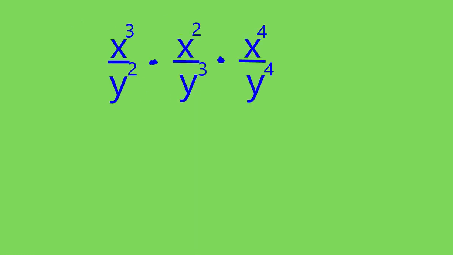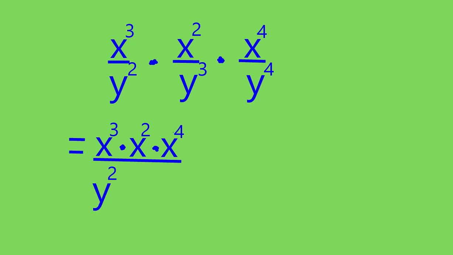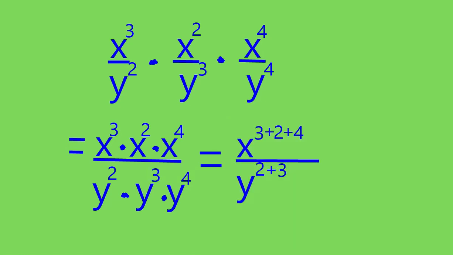Using the product rule, let's solve this expression. We need to group like terms. So far we have 3 x terms in the numerator that are being raised to some power. And also in the denominator, we have 3 y's raised to some different powers. Let's now add the powers for x. That's x raised to the power of 3 plus 2 plus 4. For the denominator we have y raised to the power of 2 plus 3 plus 4.